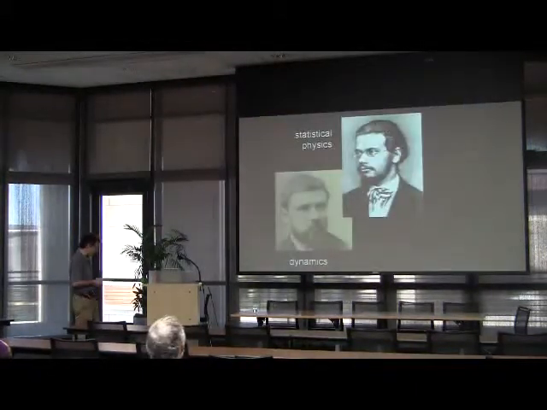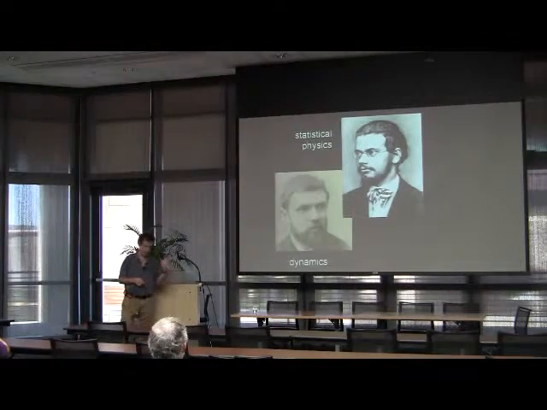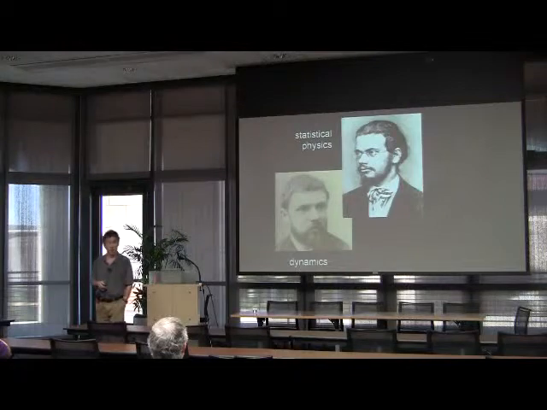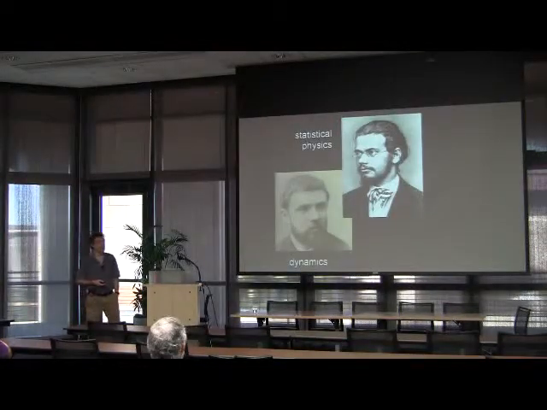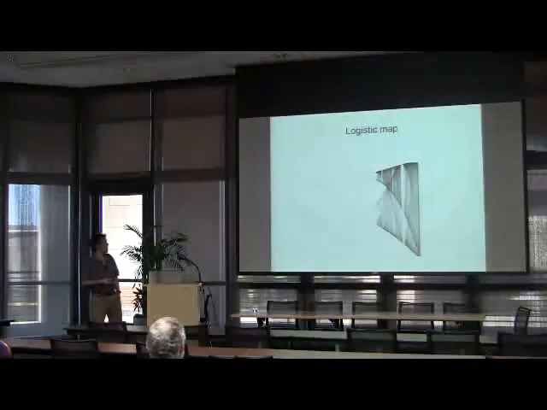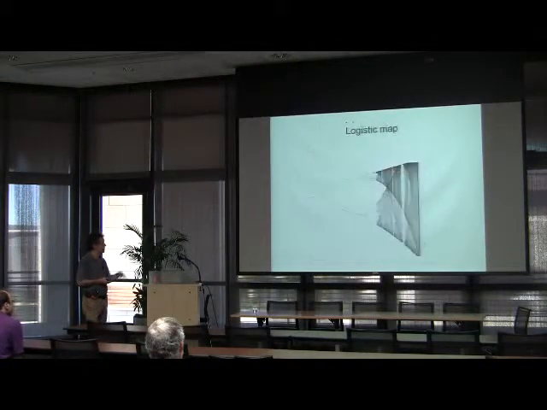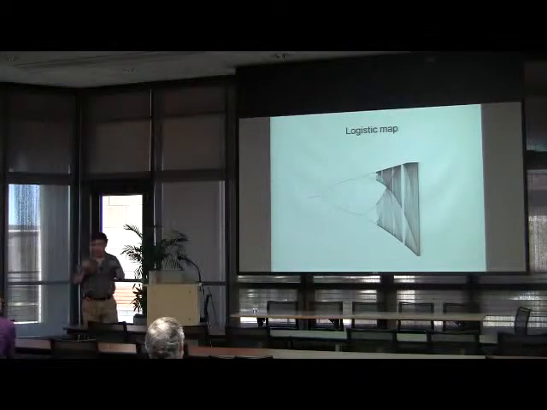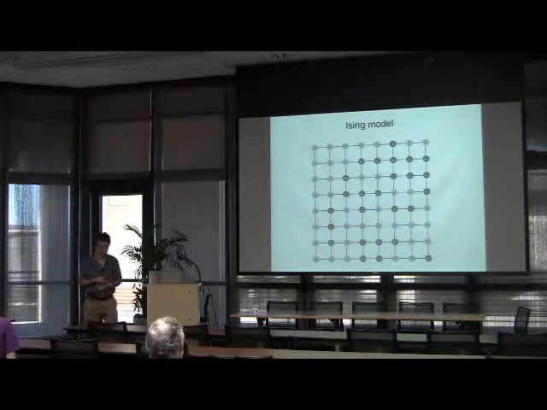One is dynamics: Poincaré, from dynamical systems theory, work starting from the n-body problem, and Boltzmann, father of statistical physics, mechanics. Two different approaches. So this is really the textbook example of a dynamical system, just one equation, you just iterate. And you've got the famous bifurcation diagram, which is a very, very complex system. And this would be also the simplest, maybe, Ising model of statistical physics.